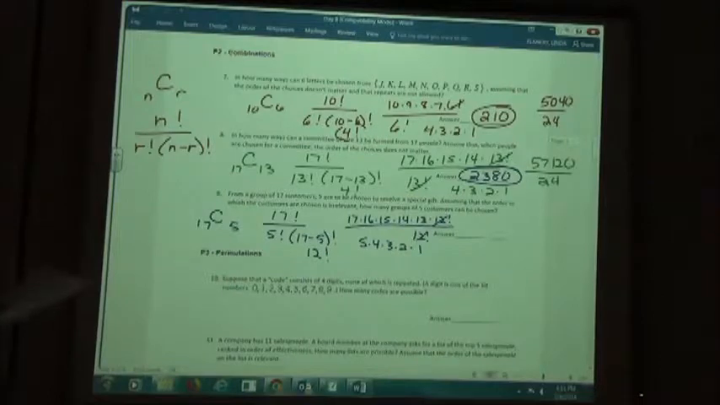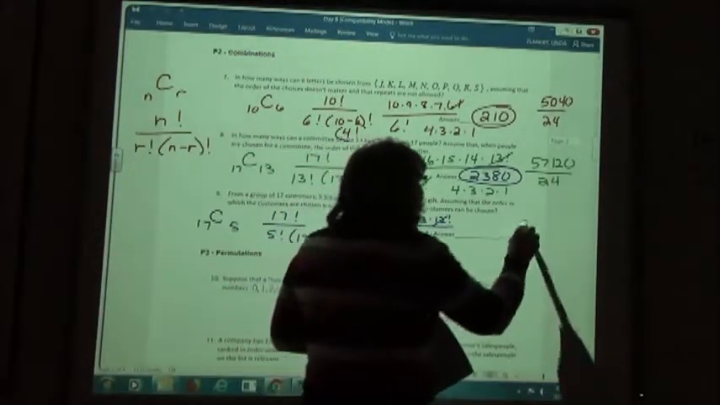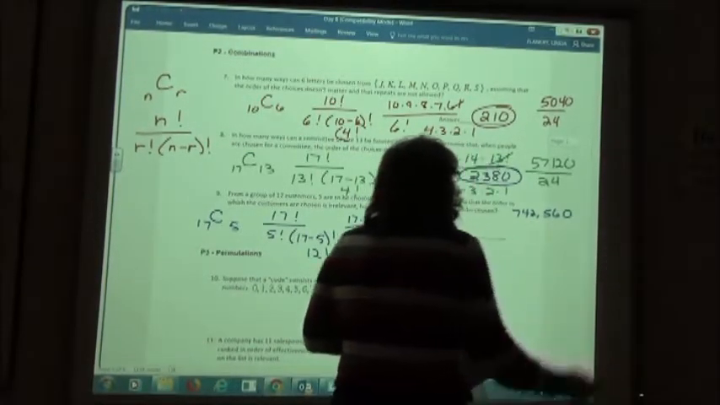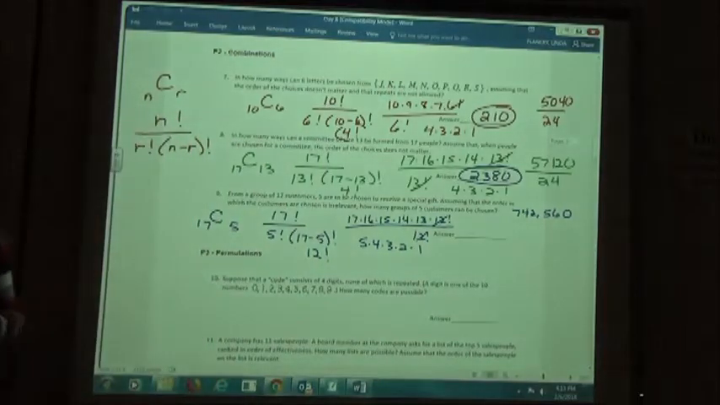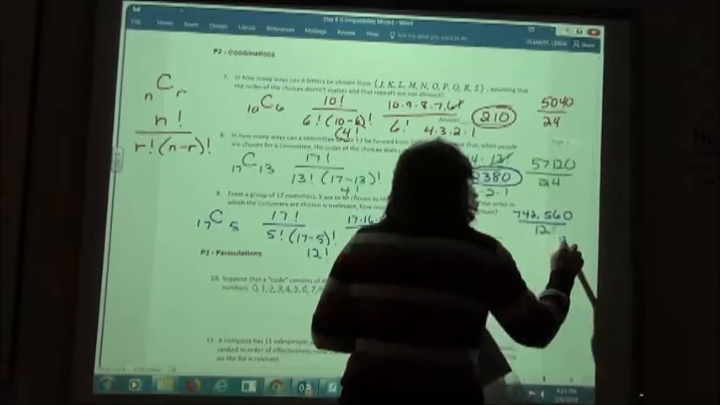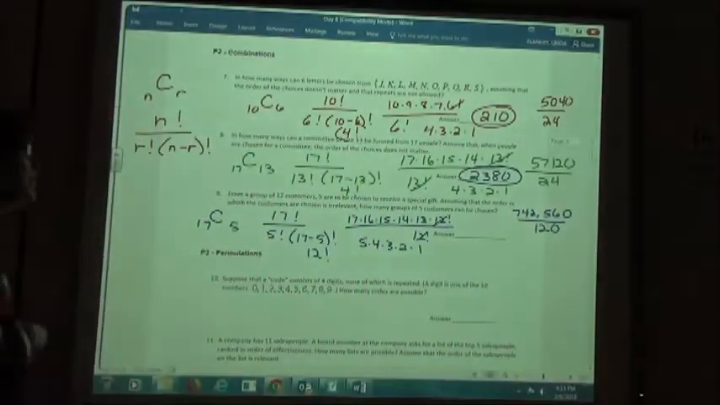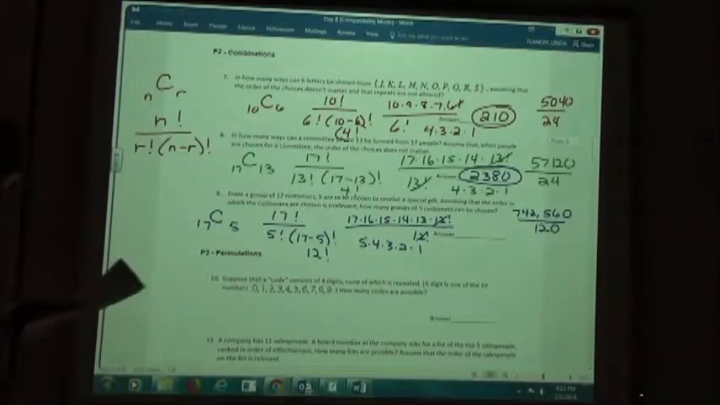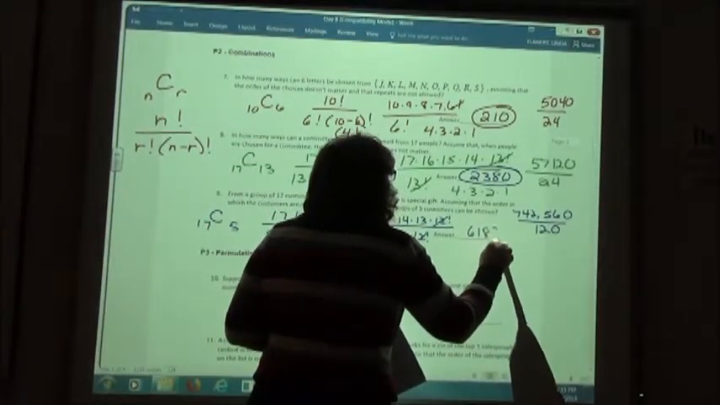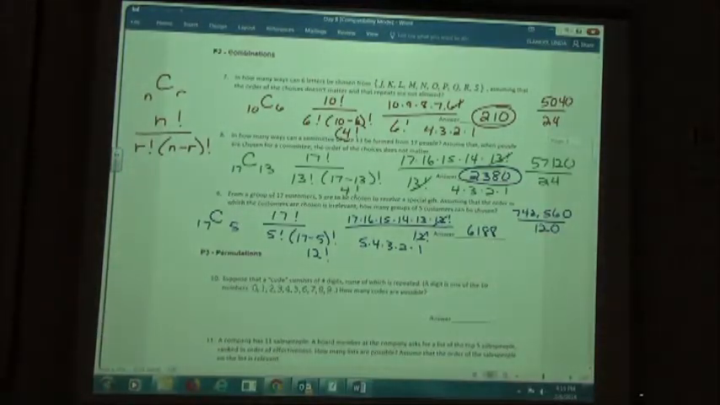So on the top, I ought to have a nice big number: 742,560. On the bottom, 120. And if I take 742,560 divided by 120, I get 6,188. Now, you are going to have a technology activity, but I'm going to give you a preview.